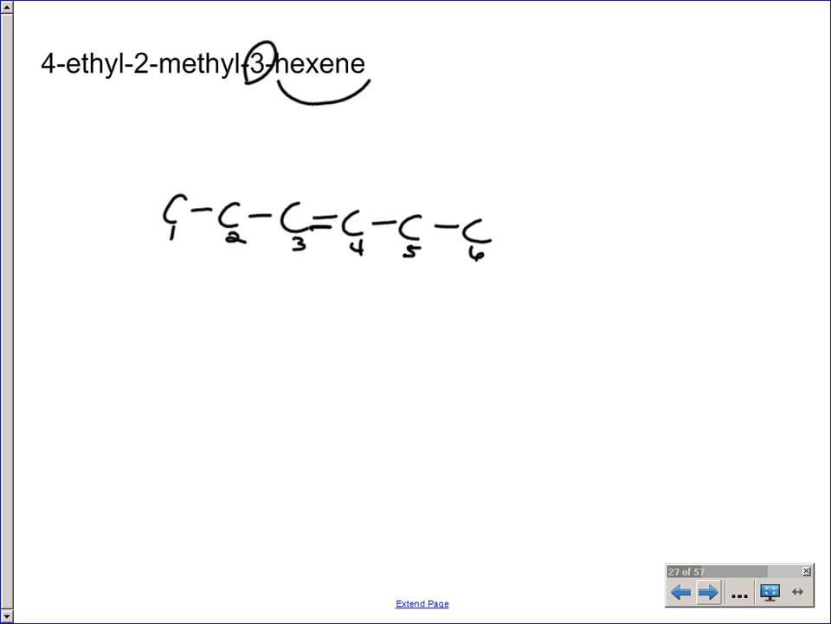1, 2, 3, 4, 5, 6. Carbon number 3 is where that double bond exists. After that, it's all easy. We have a methyl group at carbon number 2. So carbon number 2 has a methyl group hanging off of it. We have an ethyl group at carbon number 4. So carbon 4 has an ethyl group hanging off of it. And you can see ethyl as C2H5. You also could write ethyl as CH2CH3, which is equivalent to C2H5. So it doesn't matter to me. Either way works. So all these empty spots that we don't have anything attached, we also need to remember that there are hydrogens there.